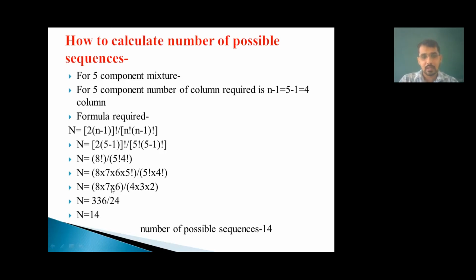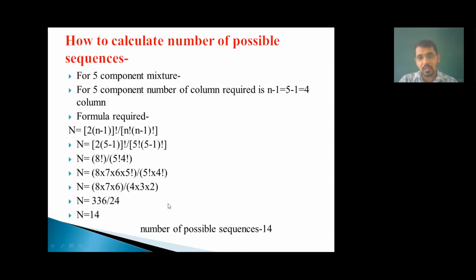After calculation, the numerator is 336. 8 into 7 into 6 is 336, divided by 4 into 3 into 2, which is 24. So after calculation capital N equals 14. The number of possible sequences for this 5 component mixture is 14.